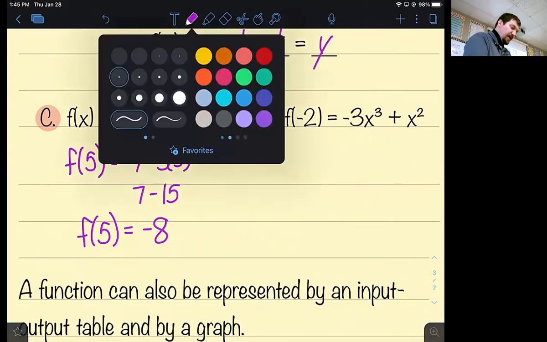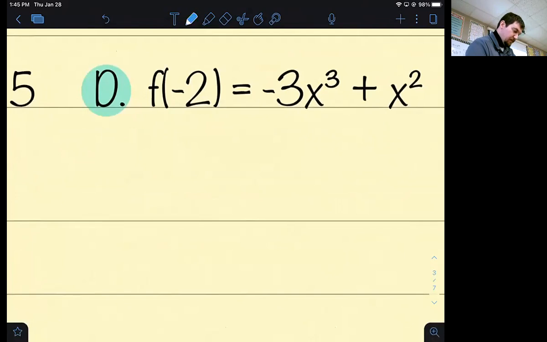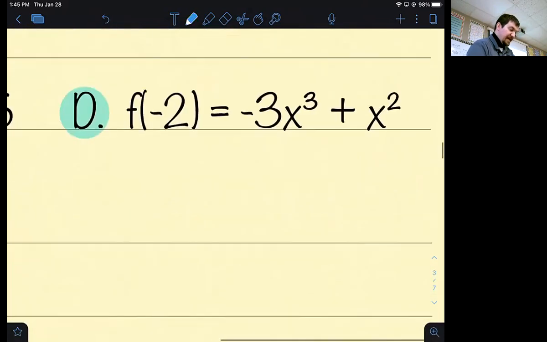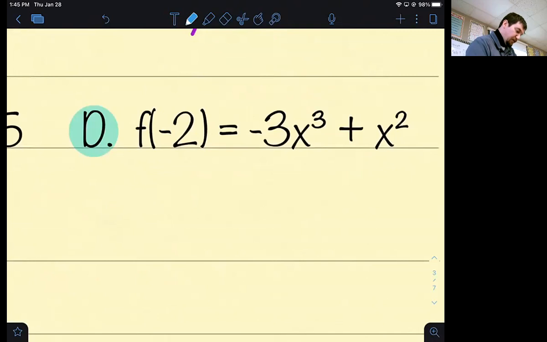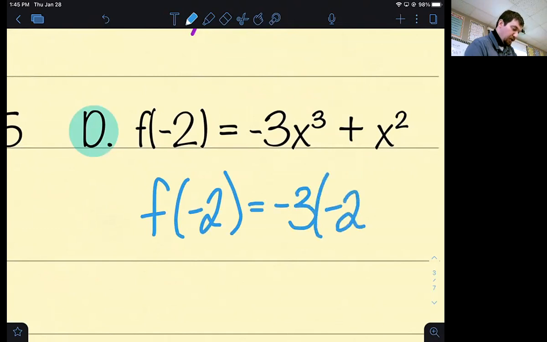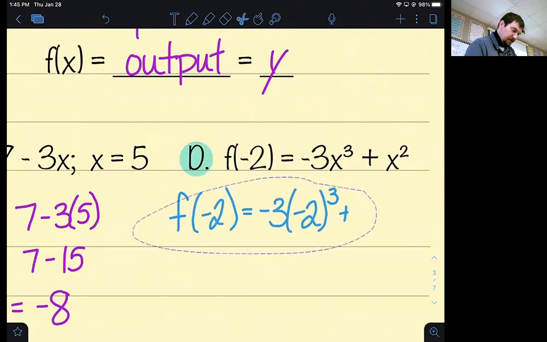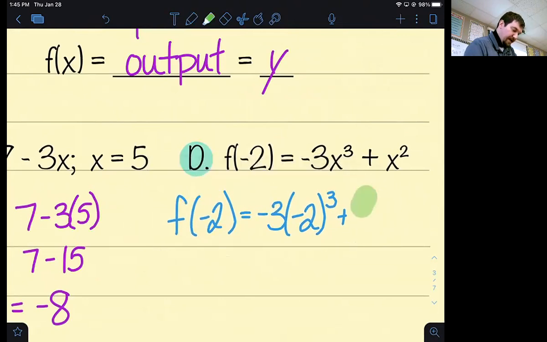What about if I plug in -2 for this function? F of -2. That tells you, instead of writing out this, if they write it like this, they're just telling you that's what gets plugged in. That way they don't have to write this anymore. That just means plug in -2 every place you saw an x. So f of -2 means -3 times -2 cubed plus, ran out of room, -2 squared.